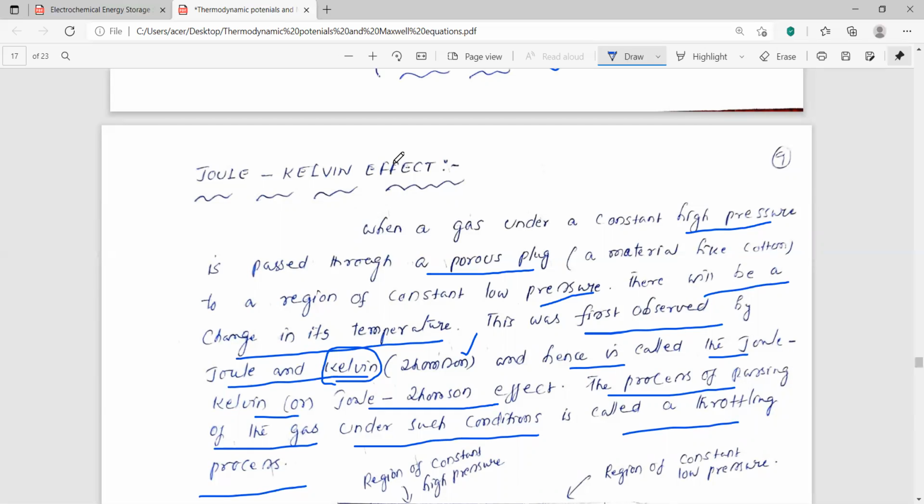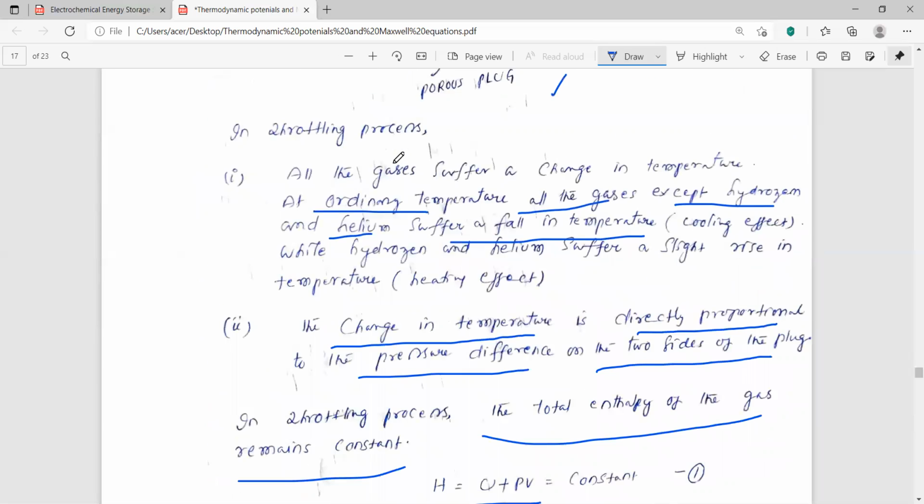Okay, so at ordinary temperatures, at room temperature, the temperature of all gases will decrease, whereas the temperature of helium and neon gas slightly rises. This process is also called the throttling process. In the throttling process, the enthalpy of the gas remains constant.